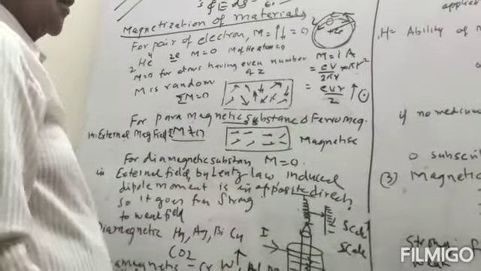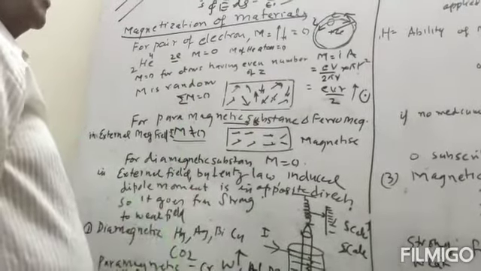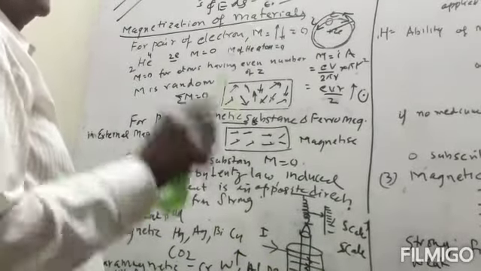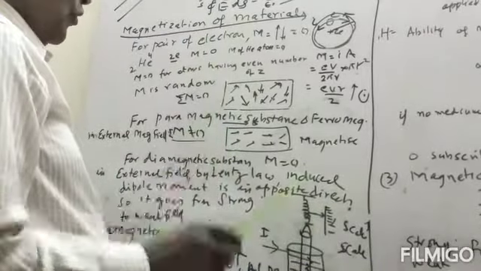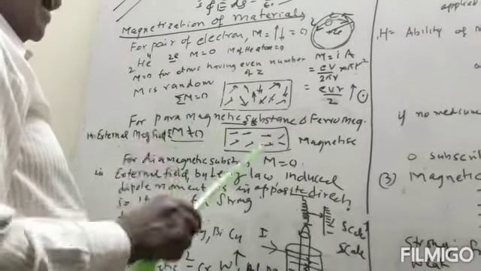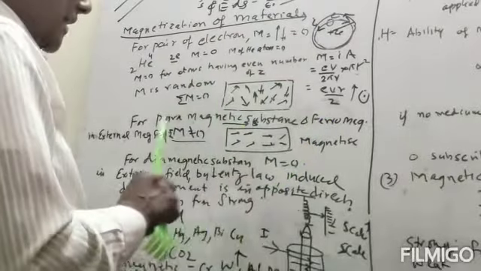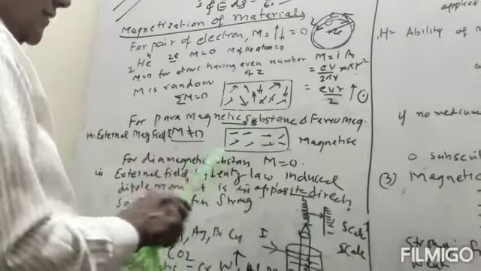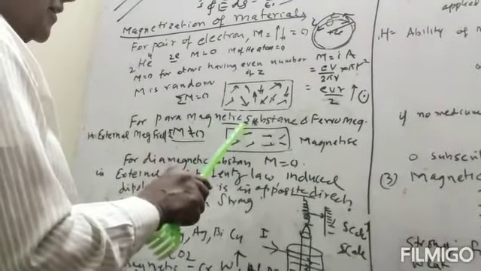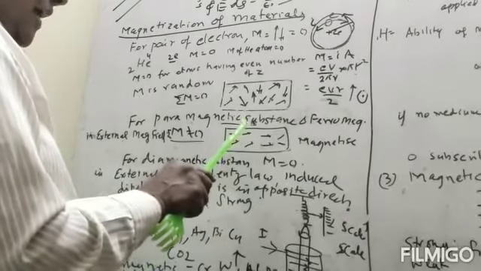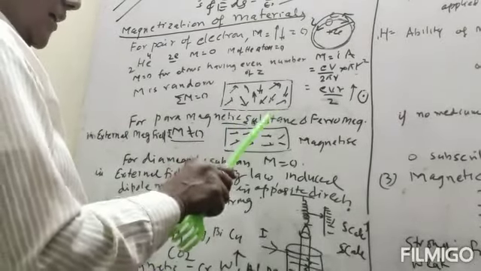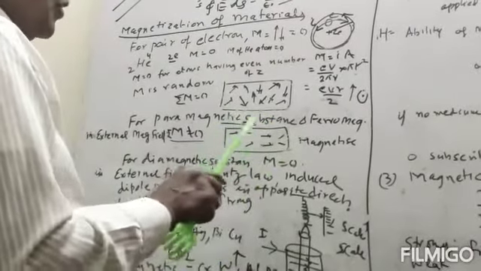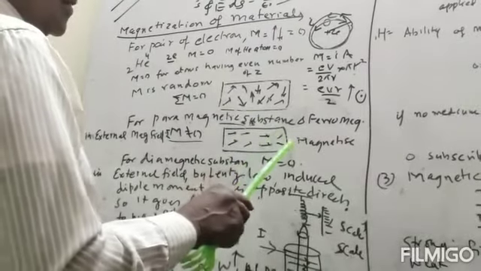Now we are having three types of substances. One is the diamagnetic substance, another is the paramagnetic substance, and the third is ferromagnetic. For a paramagnetic substance, if we apply an external magnetic field, where there was no external magnetic field before, then the atoms, or the magnetic moments of the atoms, will try to align in the direction of the magnetic field, so the magnetic moment will increase.